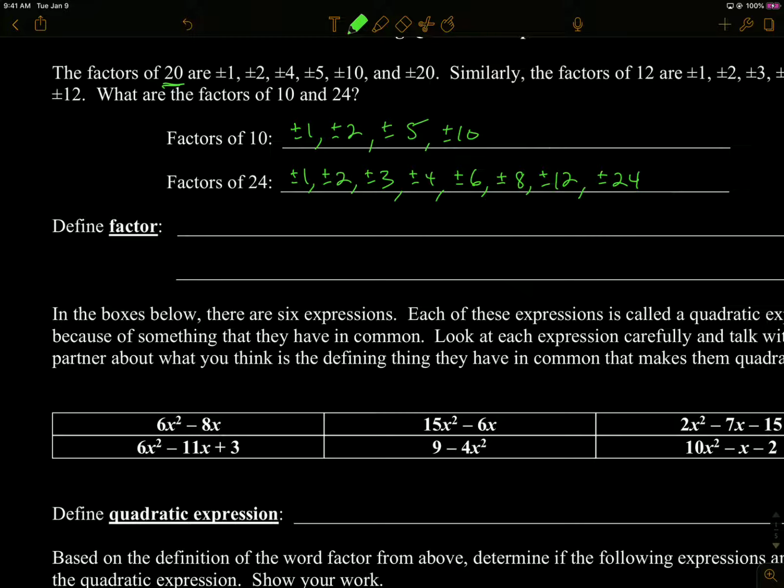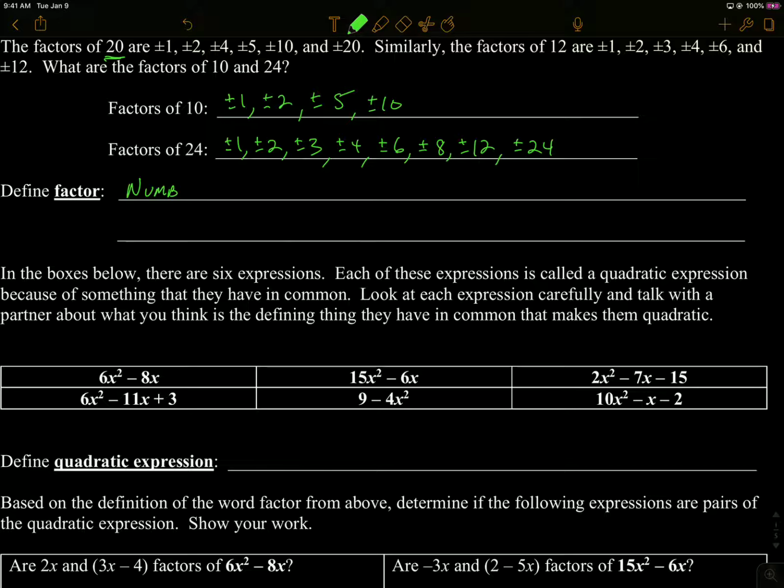So let's define what a factor is. A factor is a number in this case, but it can be a quantity or even an expression when we start factoring expressions, that when multiplied with another factor, gives a number or expression.